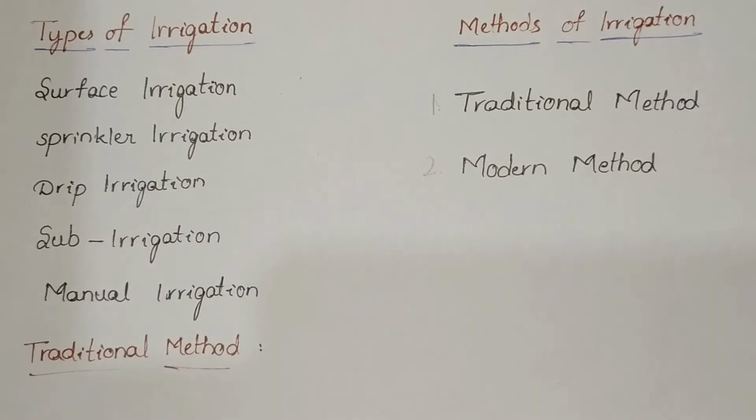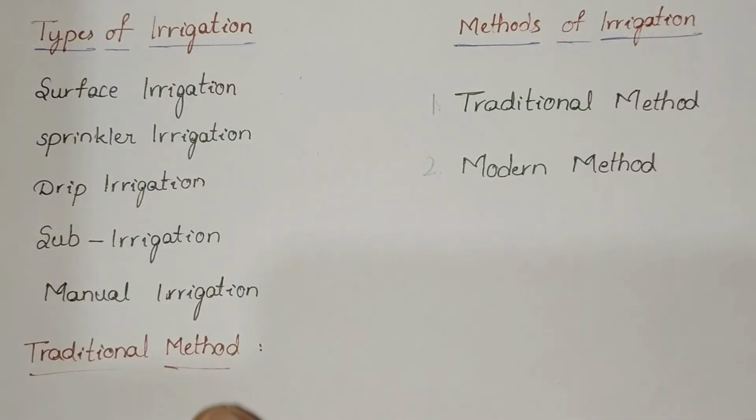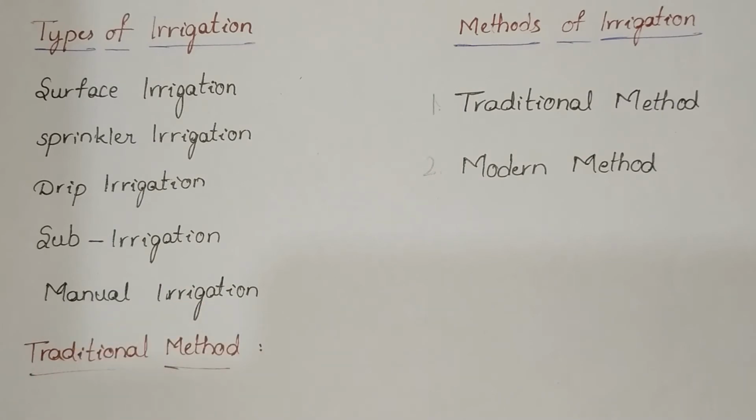Next, drip irrigation. Drops of water are delivered near the roots of the plant. This type of irrigation is rarely used as it requires more maintenance. I repeat, drops of water are delivered near the roots of the plant. This type of irrigation is rarely used as it requires more maintenance.